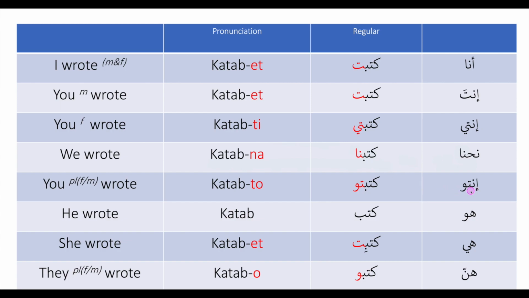Intu, you group of people, all you need to do is just to take the tu and add it to the end of any verb, and then voila, it becomes past tense. Intu katabtu, you group of people wrote. Let me repeat that again. 3 subject pronouns, you need to pay attention to the last 2 letters of the subject pronoun. And that's why I ask you, when you form sentences, to use the subject pronouns in your sentences. You would say ana katabt email, I wrote an email, and so on. Inti katabti, nahna katabna, intu katabtu.